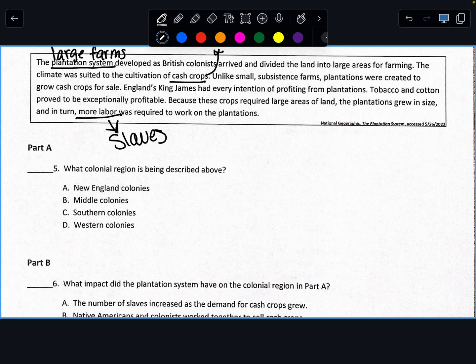Okay, 5. What colonial region is being described above? What do we underline for the question? What are we looking for? Colonial region. Okay, answer it. Don't tell me, just answer it. Answer number 5. Make sure you're underlining what I'm underlining on your warm-up. And then answer number 5.